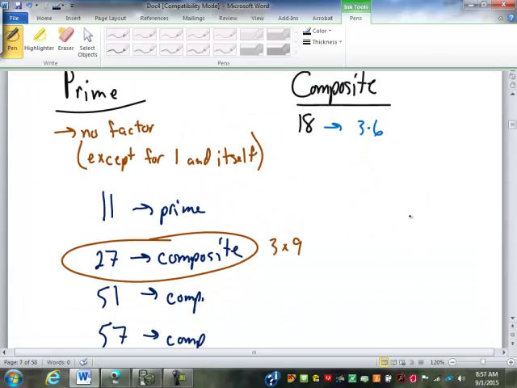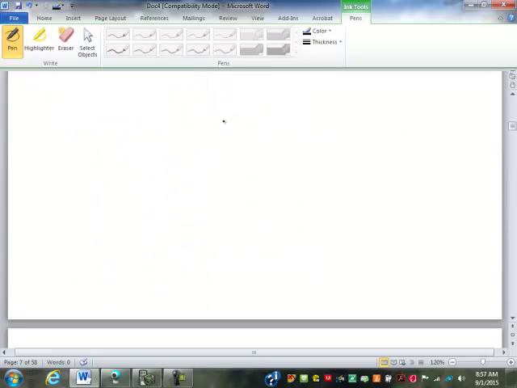So back to our factoring. We've found prime numbers and composite numbers. This idea of a prime number, a number that has no smaller factors, like I said, no factors at all other than 1 and itself, is kind of useful. Because when we go to factor, let's say I'm asked to factor 36.